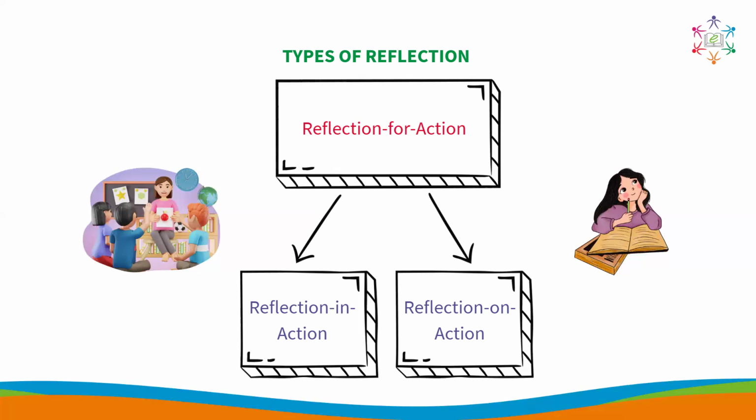This type of reflection happens after the lesson is over. Once the class ends, you think back on what worked and what didn't. You review the students' participation, their reactions, and their grasp of the topic. You might ask yourself, why did some students struggle with the topic which I taught today? Could I have introduced the topic differently? What can I change for the next lesson? So both these types of reflection, in action and on action, are crucial for continuously evolving as a reflective teacher and ensuring your students' learning needs are met.